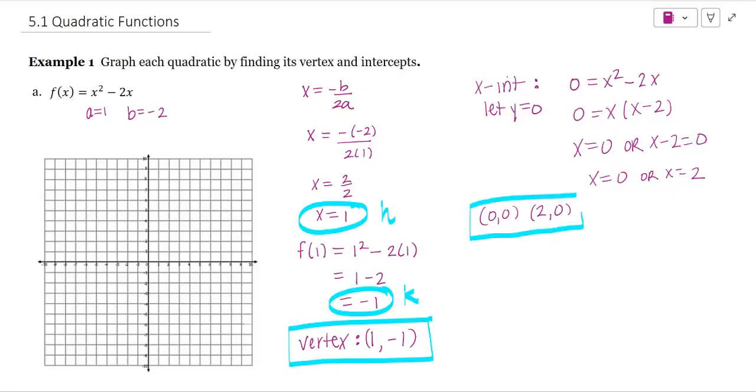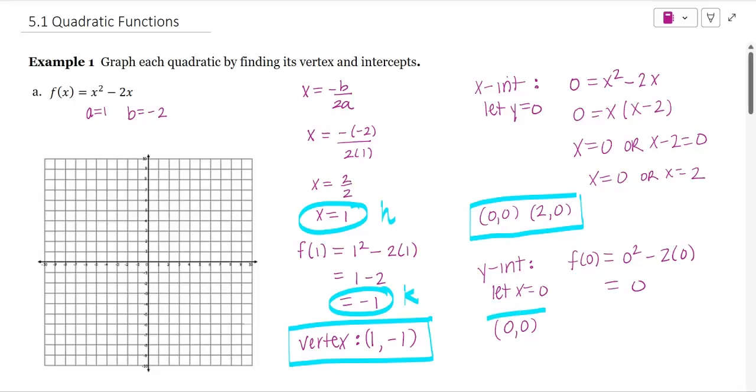And then for our y-intercept, we're going to let x equal 0. So we're going to find f of 0, which is 0 squared minus 2 times 0, which is 0. So our y-intercept is 0, 0. That matches up with the x-intercept that we found over there as well. So let's put this all together on the graph.